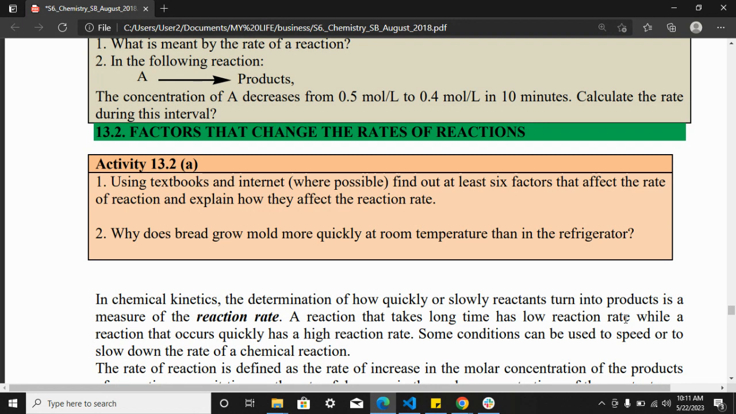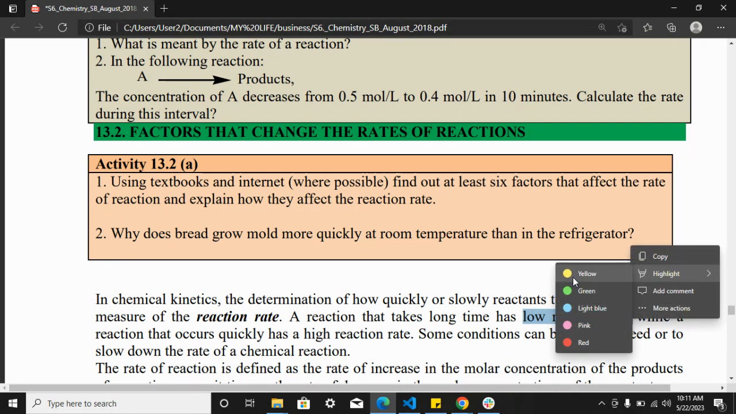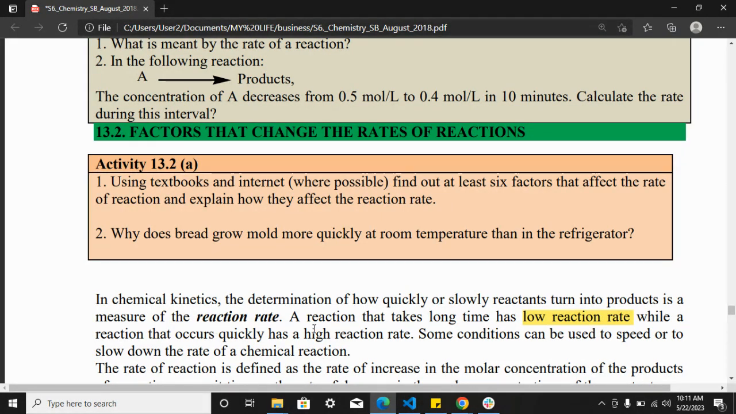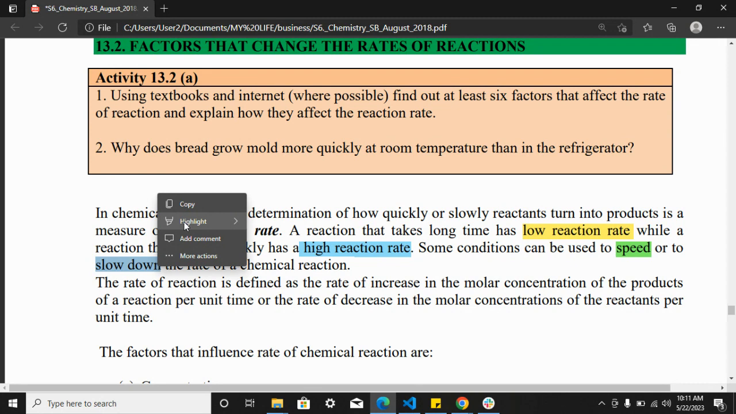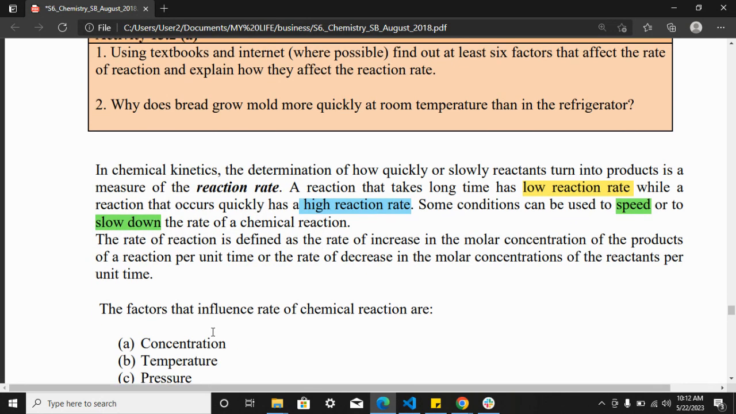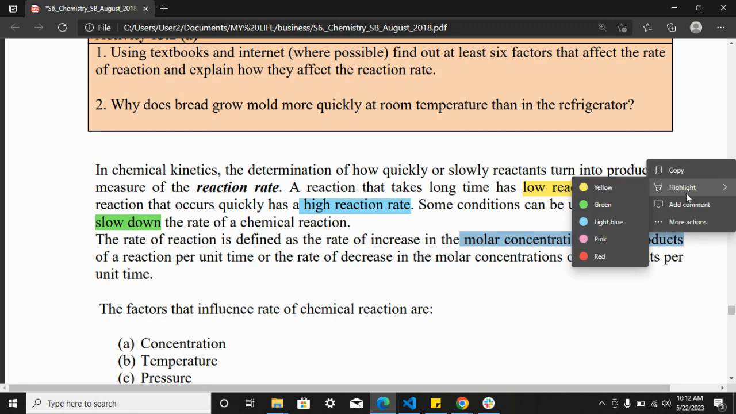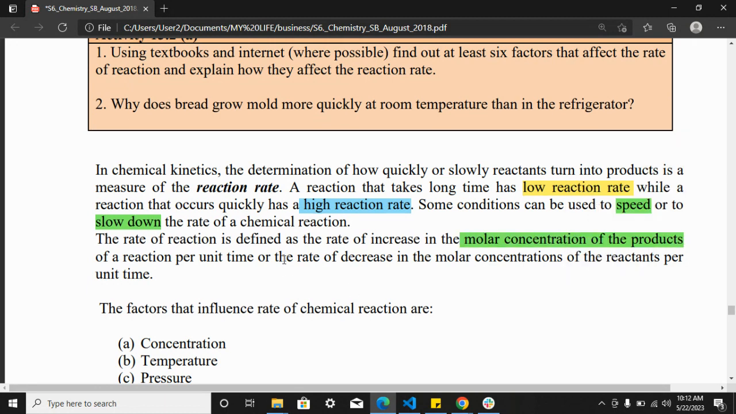So in chemical kinetics, as we were saying, a reaction that takes a long time has a low reaction rate. That is to say, a reaction can take a long time, and we say it has a small reaction rate. While a reaction can take very little time, we say it has a high reaction rate. So in some conditions a reaction can be sped up, or it can be slowed down, depending on the condition we put the reaction in. So the rate of reaction is defined as the rate of increase in molar concentration of the products of a reaction per unit of time, or if you want to define it in two different ways.